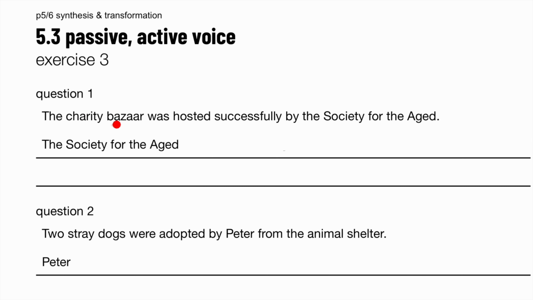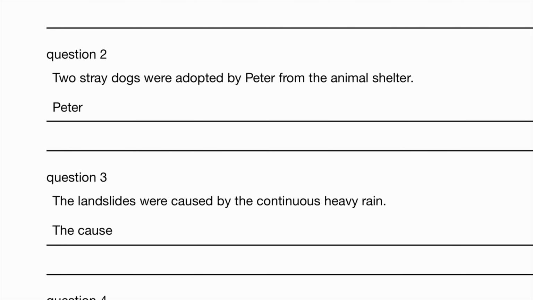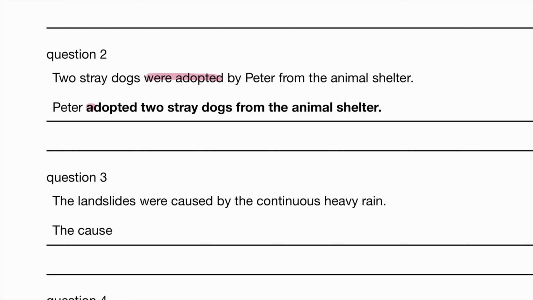Exercise 3. The charity bazaar was hosted successfully by the Society for the Aged. So, was hosted. Make sure that you're using the past tense. The Society for the Aged hosted the charity bazaar successfully. Two stray dogs were adopted by Peter from the animal shelter. Peter adopted two stray dogs. So make sure that we are using the past tense.